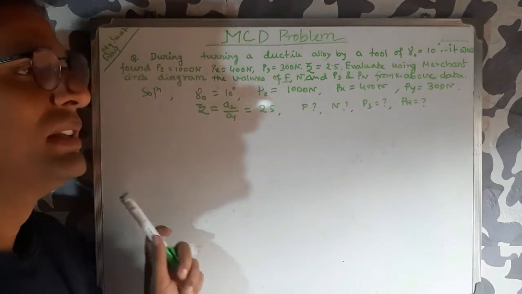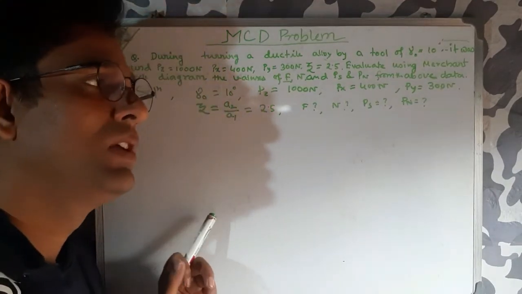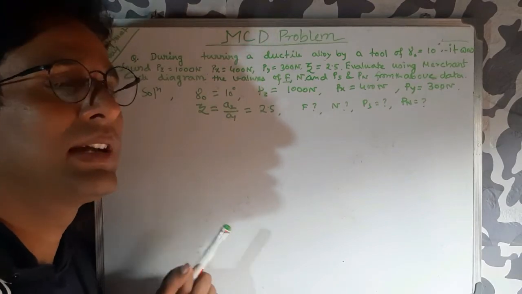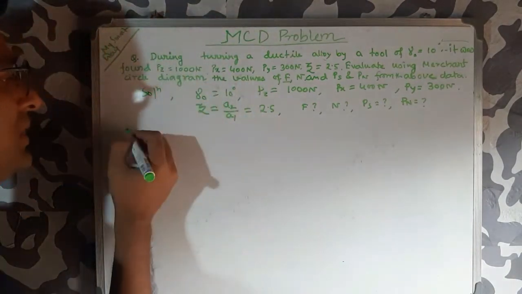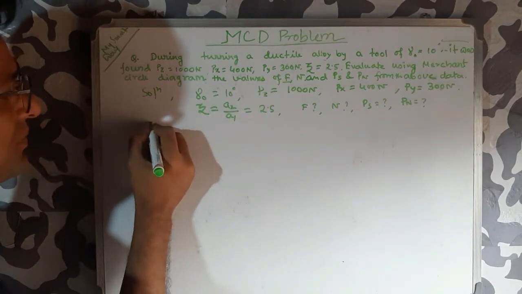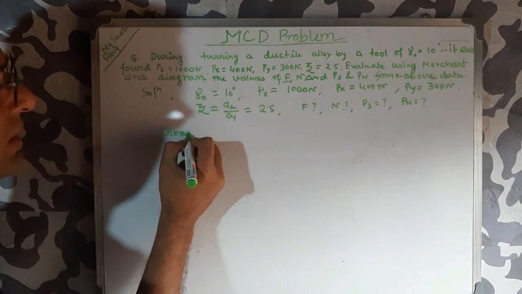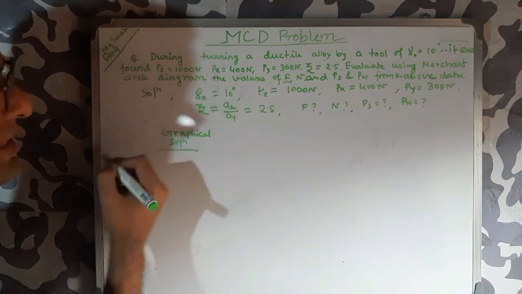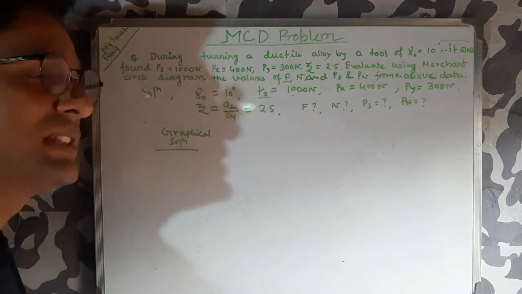These problems can be solved very easily with the help of the Merchant circle diagram. If you draw the graphical representation and follow the graphical solution, then it will be very easy. So you have to follow the graphical solution. How to draw the Merchant circle diagram with only these forces given?